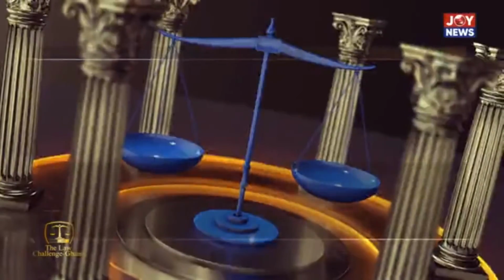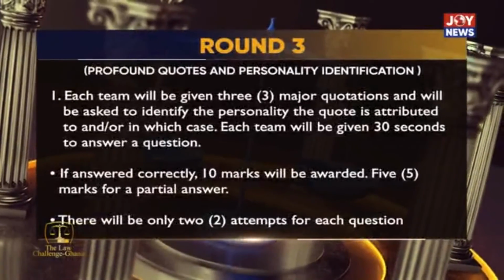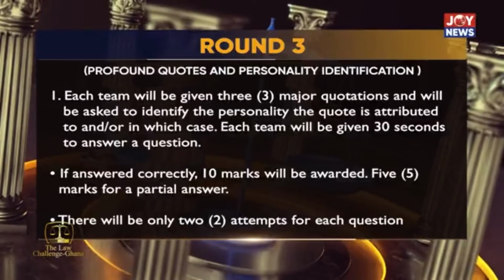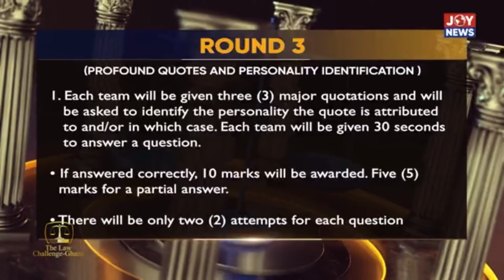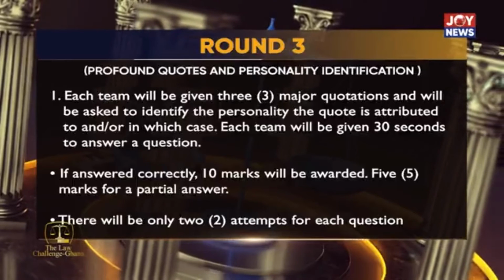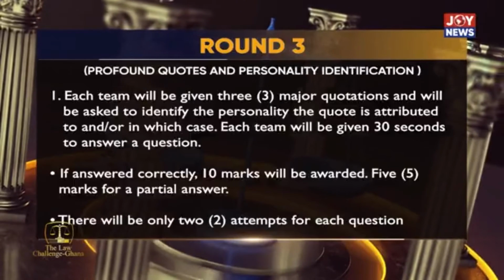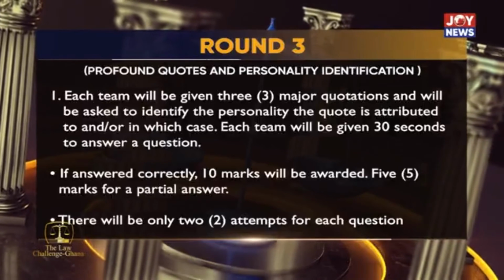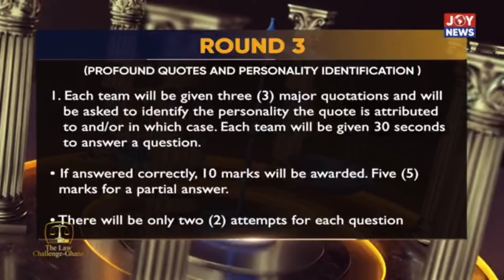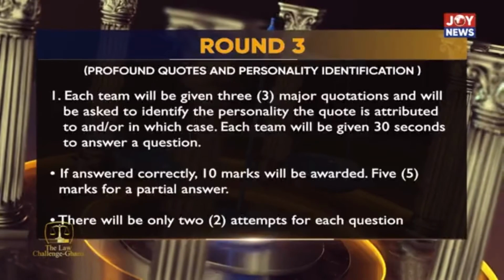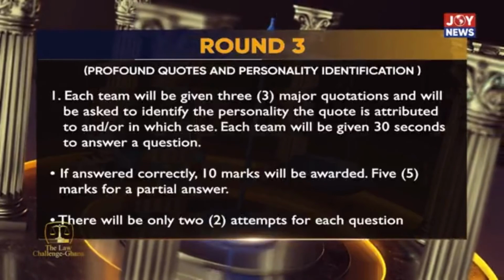At this juncture, we move to the third round of the contest. There are 3 questions that each one of you will be asked, and your job is to identify the personality the quotation I speak about is attributed to. You may also be required, in addition to that, to state the case in which the quotation can be found. You have 30 seconds to do that.